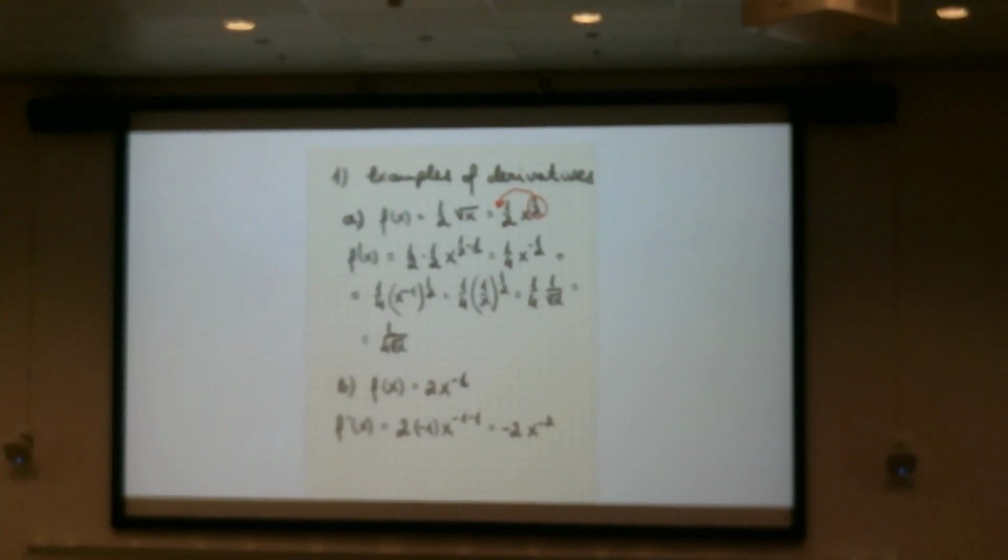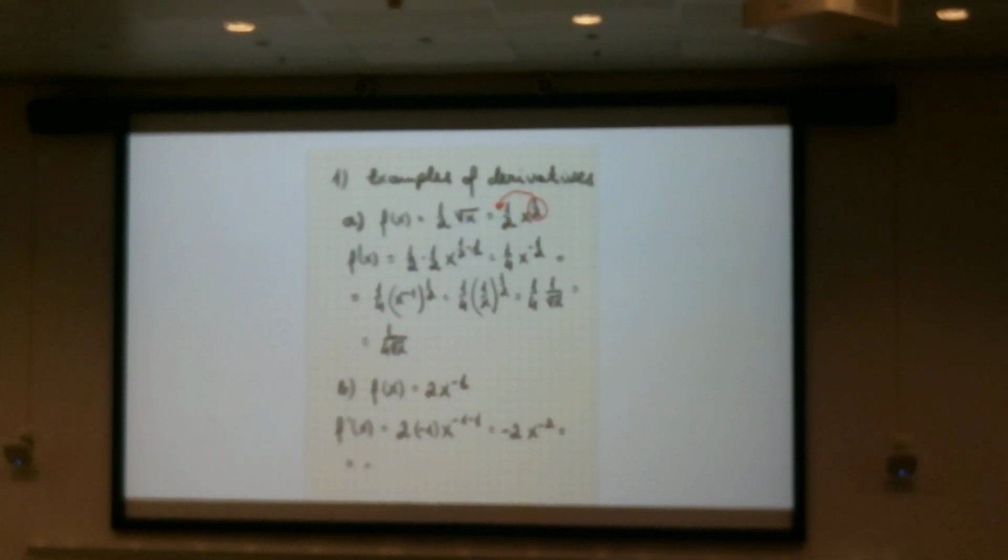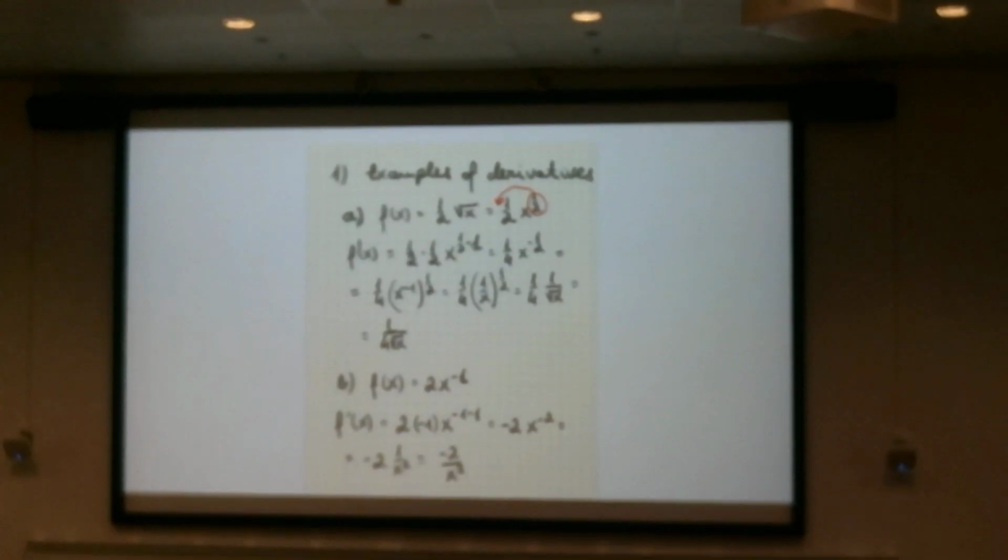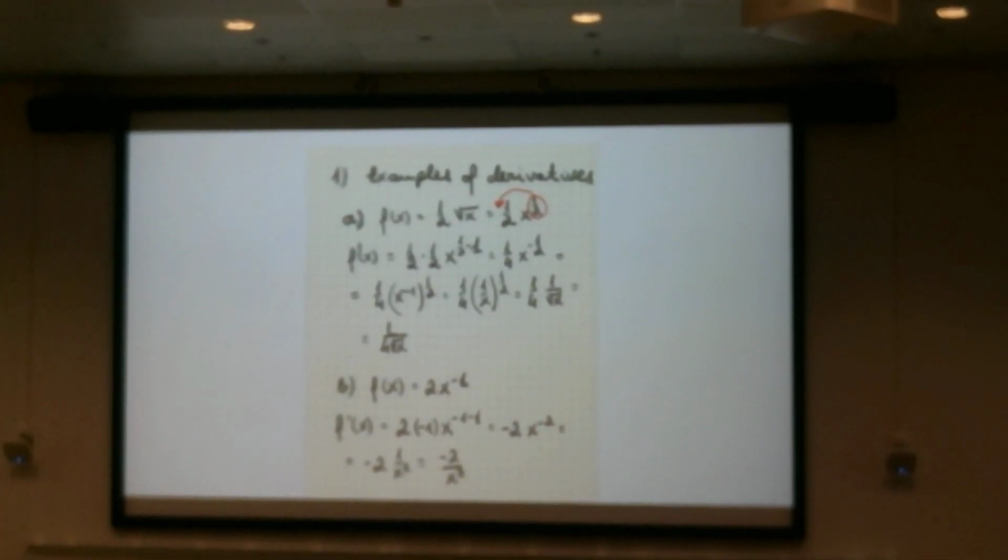And again, we can keep it that way, or we can rewrite it by using power rules. So it's minus 2 times 1 over x squared, which is the same as minus 2 over x squared. So that is the derivative. Again, we are using the power rule here.